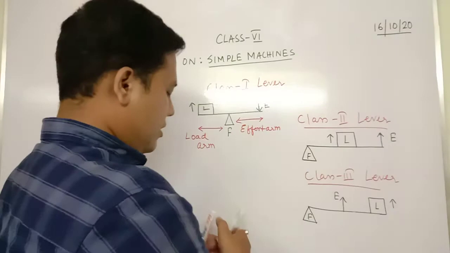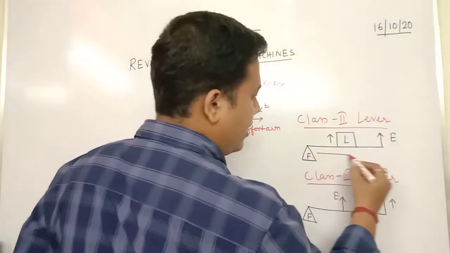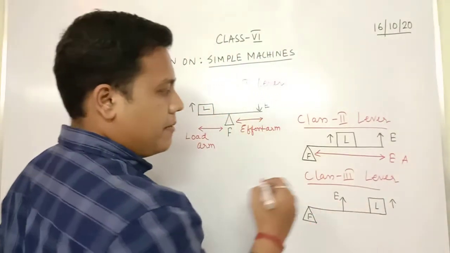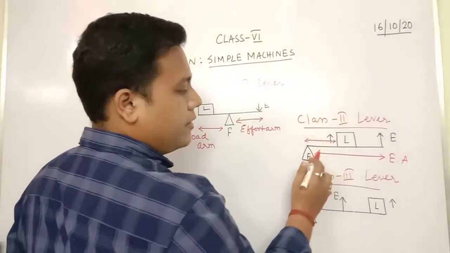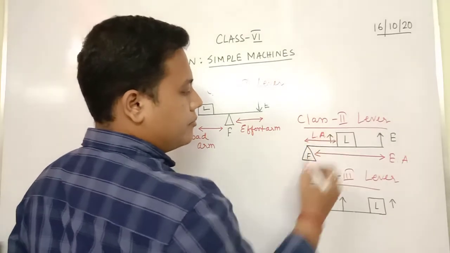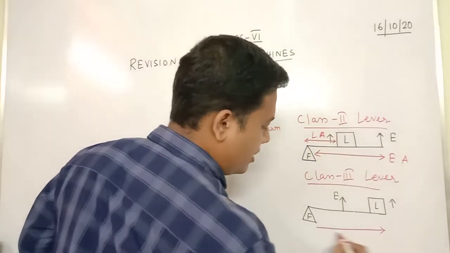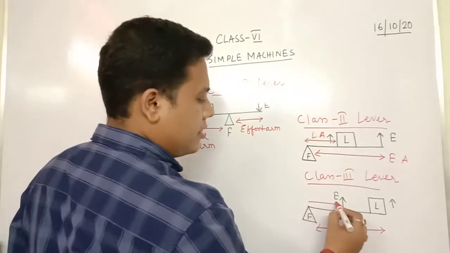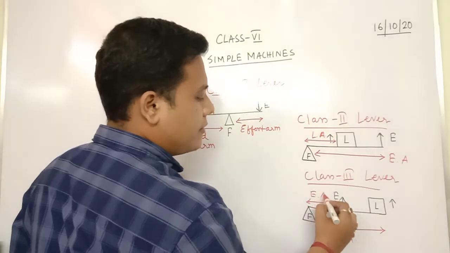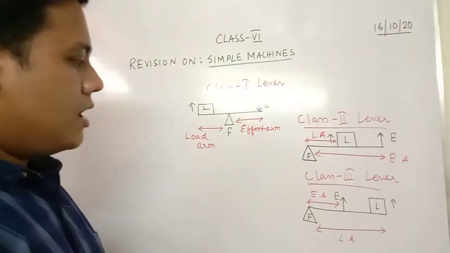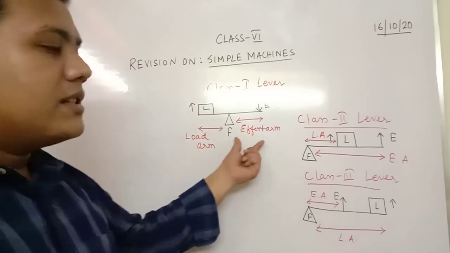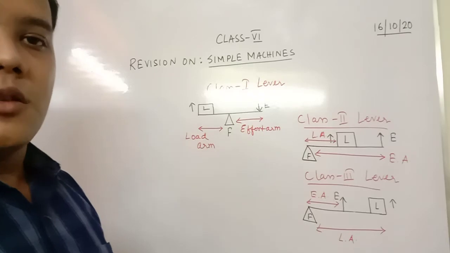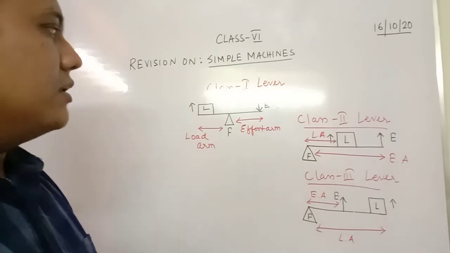Similar thing goes for this also. Here you see, from fulcrum to effort, this is the effort arm. I'm writing it in short form as EA, and this is the distance between the fulcrum and the load, which is the load arm. Similarly here also, this is the load arm, the distance between fulcrum and the load, and this is the effort arm, the distance between fulcrum and the effort. Now as we can see, these are distances, right? So obviously, what is the SI unit of length? You have learned in chapter 2, it is meters.